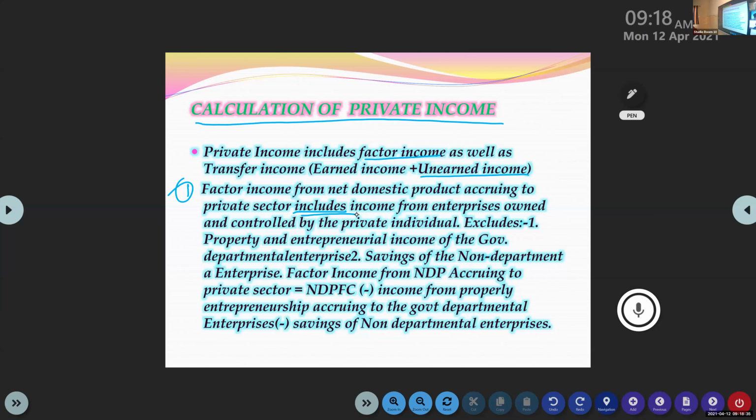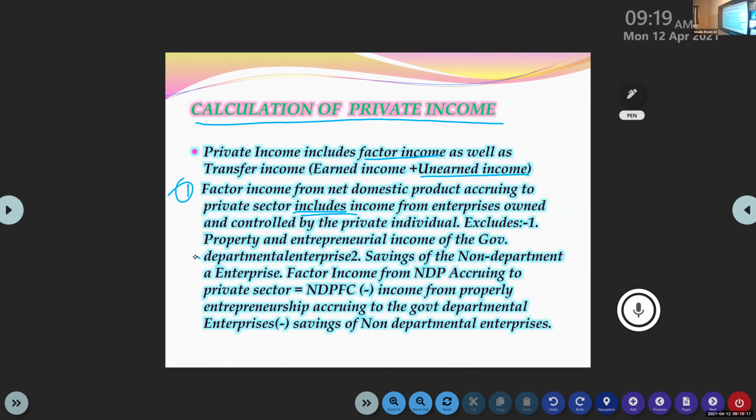Factor income from the domestic product accruing to the private sector includes income from enterprise owned and controlled by the private individual. It excludes, first of all, property and entrepreneurial income of the government departmental enterprise. We will discuss what is the government departmental enterprise. Please write down now: property and entrepreneurial income of the government department enterprise.